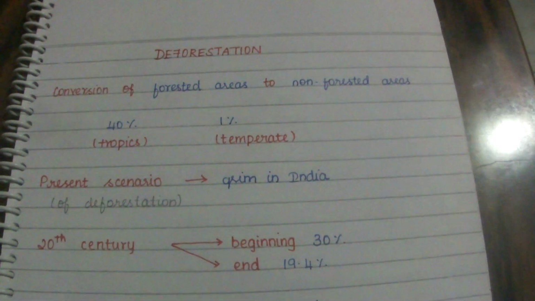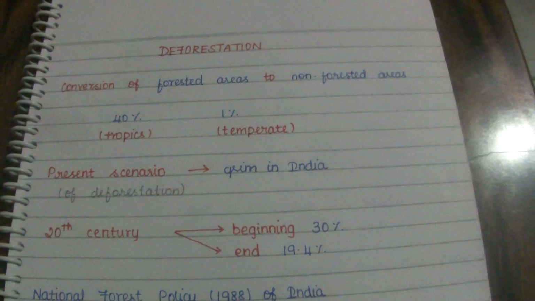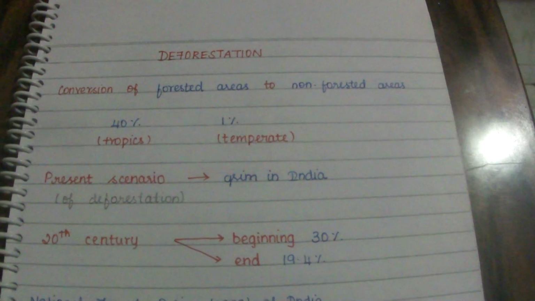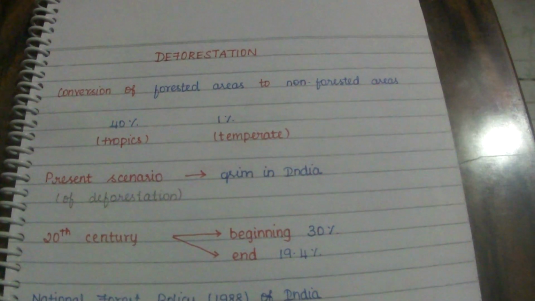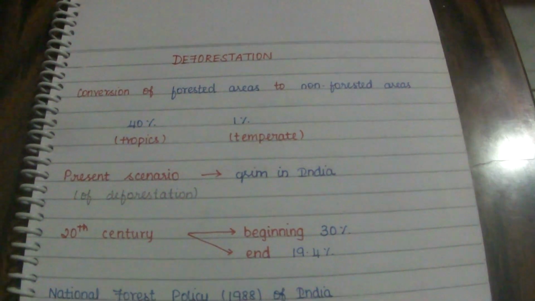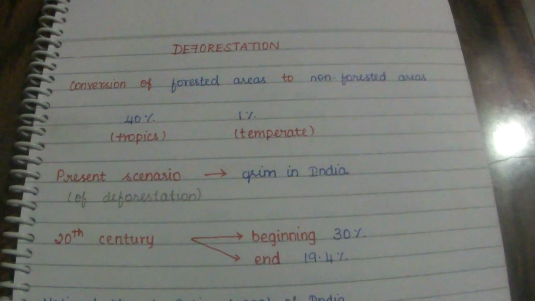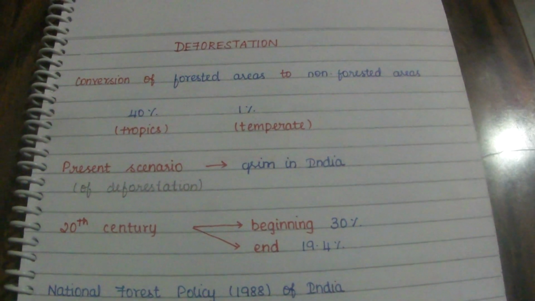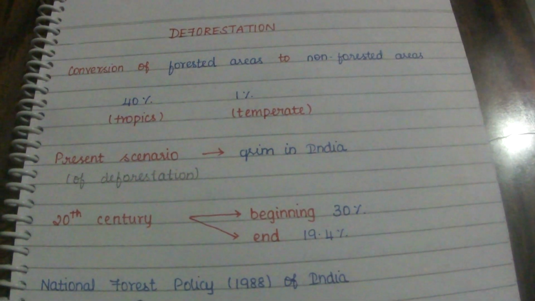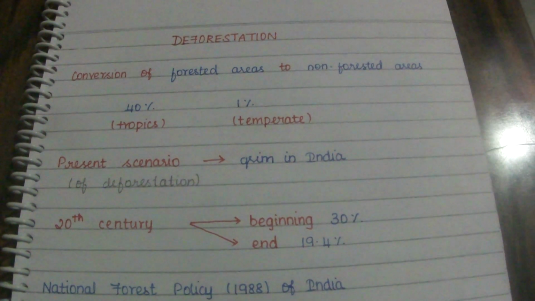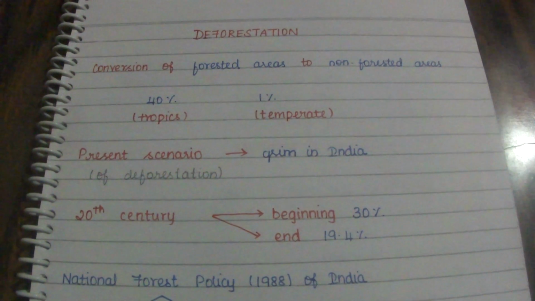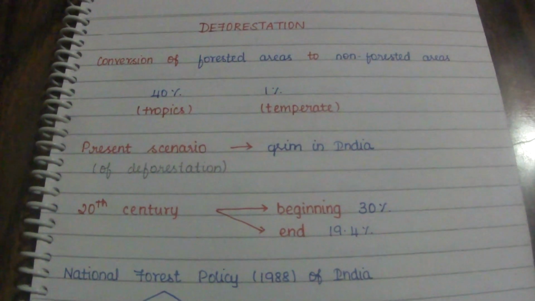Deforestation is nothing but the conversion of forested areas to non-forested areas. Forested areas have a large number of trees, plants, and different varieties of animals, but when we convert them into non-forested areas, we cut down all the trees for human purposes and for other domesticated purposes. By one estimate, we have lost about 40% of forest in the tropics, whereas in temperate regions we have lost only about 1%.